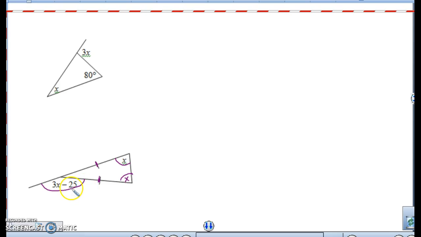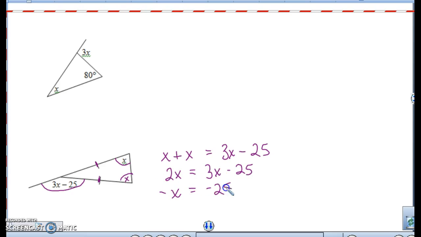So the exterior angle is equal to the sum of these two. So x plus x will equal 3x minus 25. Let's solve for x. 2x is equal to 3x minus 25. I'm going to move this over here, giving me negative x is negative 25. So that means divide by negative 1, x is equal to 25. So that is the exterior angle theorem. An exterior angle of a triangle is equal to the sum of the non-adjacent or remote interior angles.